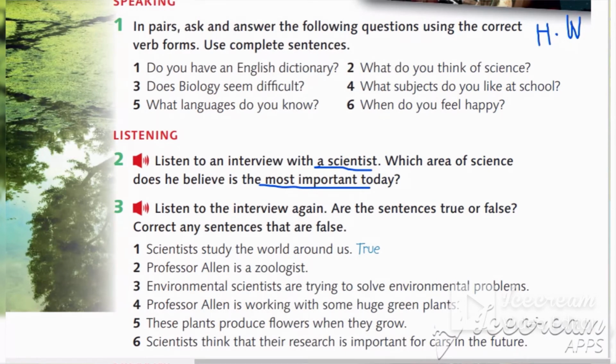Module 3, Unit 4, page 34, exercise 2. Professor Allen, can you tell us what scientists do? Scientists study the world around us, from the tiny microorganisms that live on Earth to distant unknown planets. Which area of science do you think is the most important one today? I'm an environmental scientist, so of course I think that environmental science is the most important. Today, there are a lot of environmental problems in the world, and scientists are trying to solve them. At the moment, I am working with some tiny green plants, which don't produce flowers when they grow. They live in rivers and in the sea, and they grow in sunlight. We are carrying out experiments to grow huge numbers of these tiny plants in water. They are very important because when they grow, they react to sunlight and produce a liquid. We think that cars can use this liquid in the future. I see now why so many people think that science is very exciting.